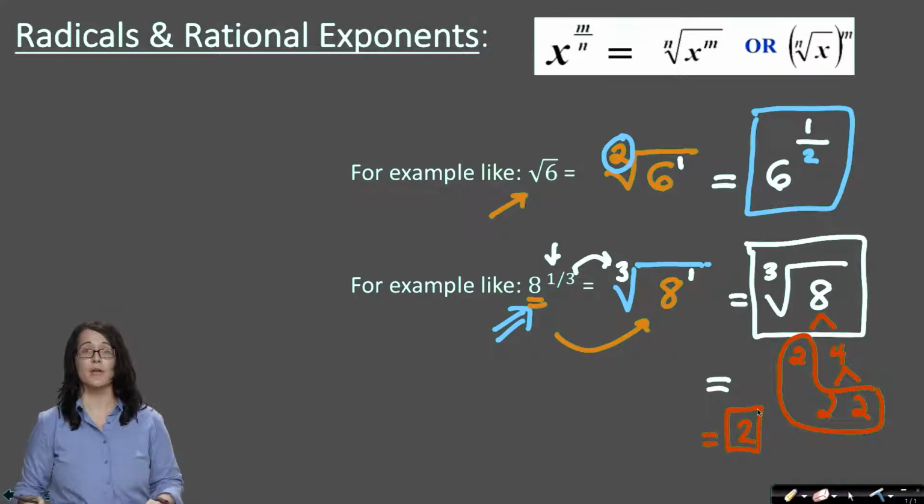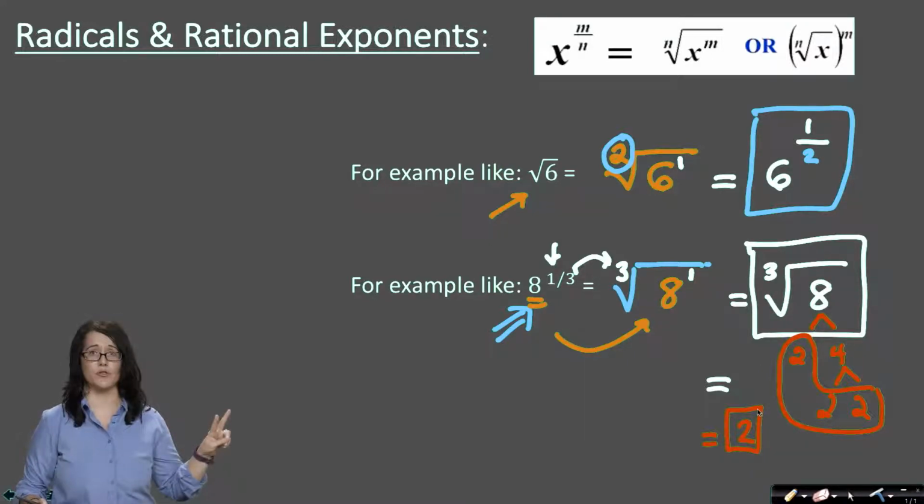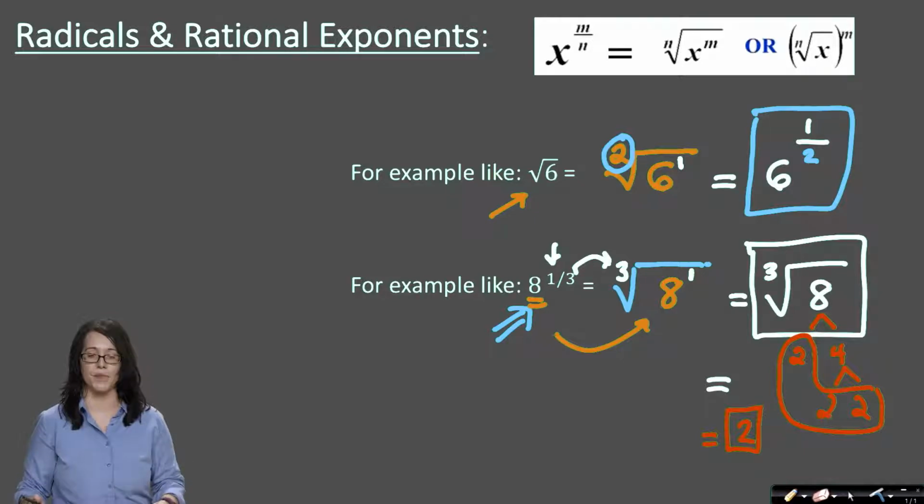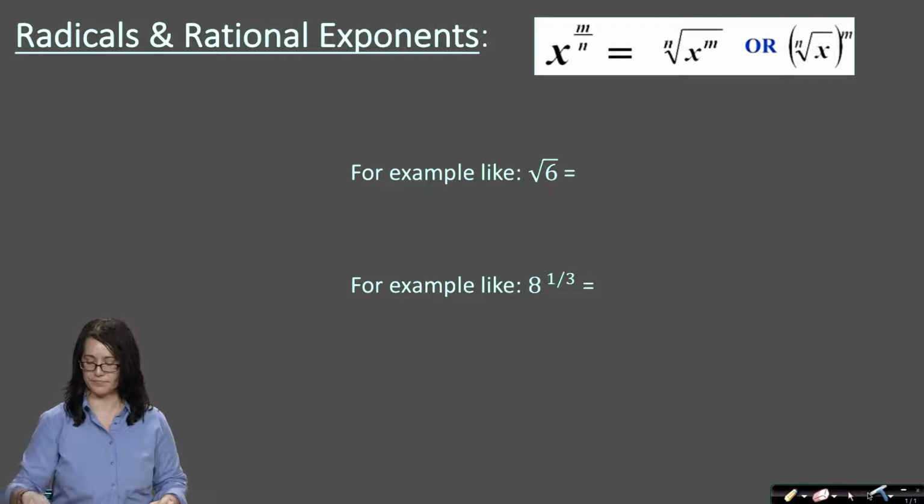Why is that true? Because 2 times 2 times 2, in fact, gives you 8. So the cube root of 8 is 2, since 2 times 2 times 2, or 2 to the 3rd power, is 8. All right, so we've reviewed a little bit how to go back and forth between radicals and rational exponents. Let's head over to our next slide and continue building on these skills.